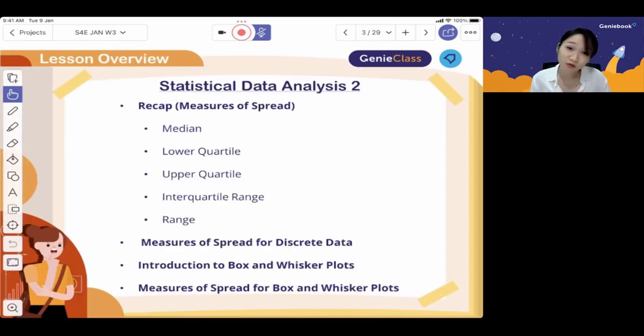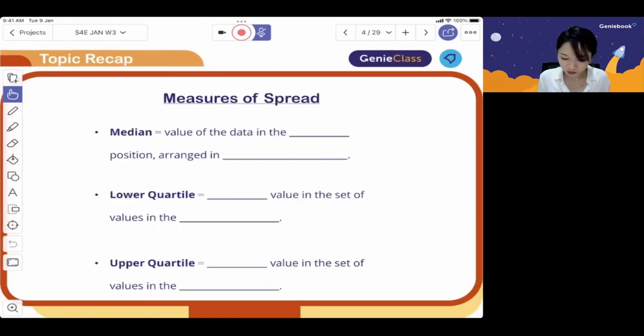Okay, so an overview of what we will be doing today. Today we'll recap a bit of what we did last week, where we learned about the 5 key values for any set of data. And we also learned about cumulative frequency curves, right? So today we will build upon that from last week, and we will learn about discrete data as well as the box and whisker plot. So how to look at the box and whisker plot and how to draw one of your own. Okay, so let's do a recap first.